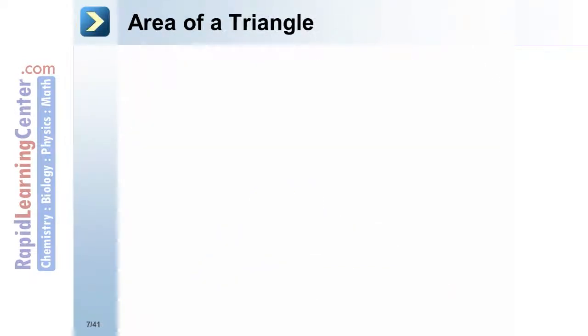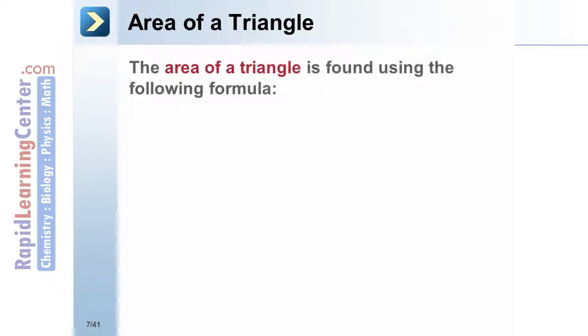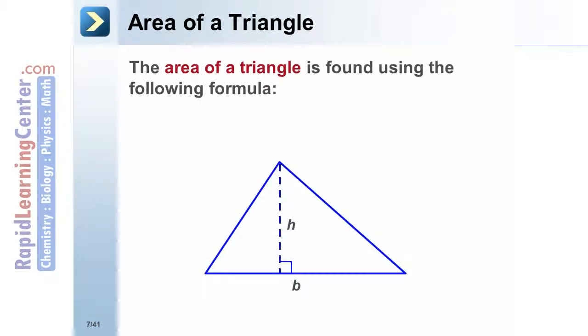Area of a triangle. The area of a triangle is found using the following formula. A equals 1/2 BH, where B is the length of the base and H is the height of the triangle.